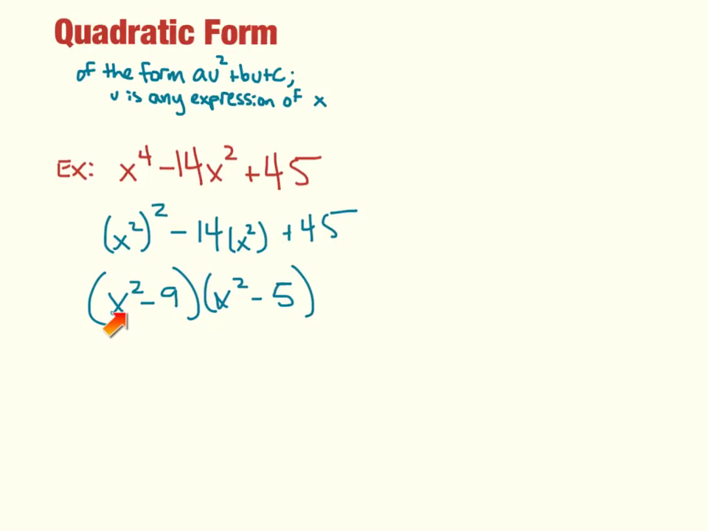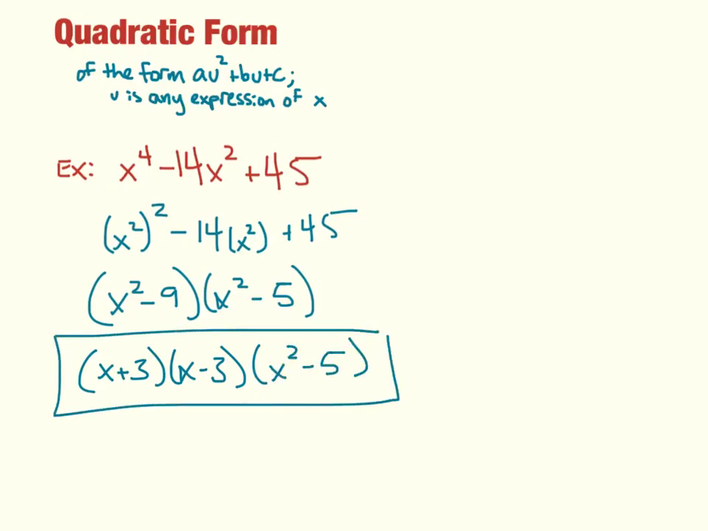Now I look at this, x squared minus 5. 5 isn't a perfect square. That's as far as I'm going to be able to factor that. What about x squared minus 9? That's the difference of squares again. So that factors down to x plus 3, x minus 3, times x squared minus 5. And one quick thing to check myself, the powers of x should add up to 4. We have 1, 1, and 2, so 1, 2, 4.